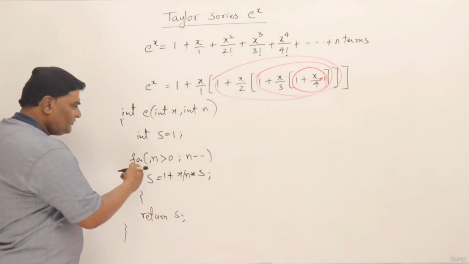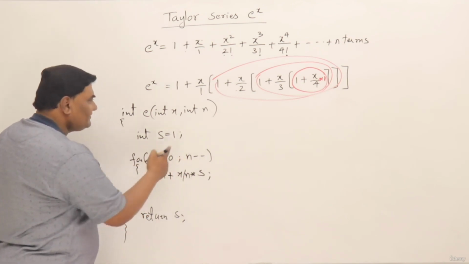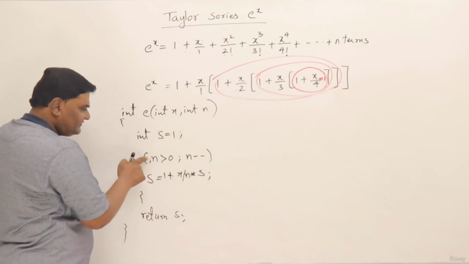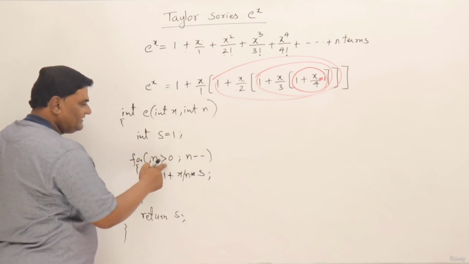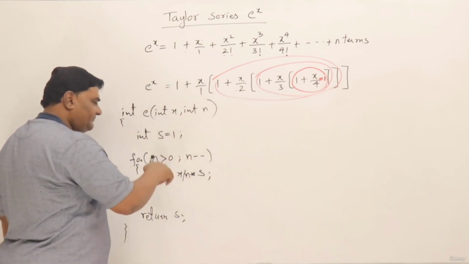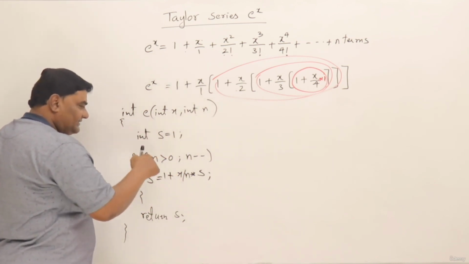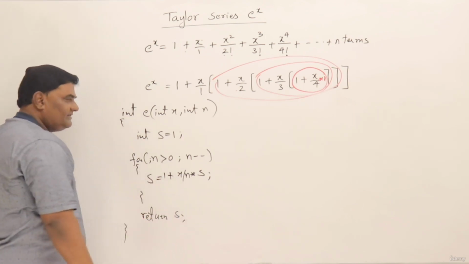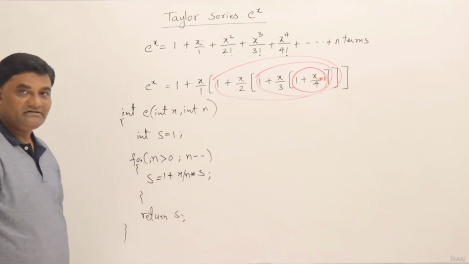And here I have not taken any extra variable i, because whatever the value of n is, from there I am reducing. So there is no initialization part, just a semicolon, the condition, a semicolon and n minus minus. So if n is 4, then it will become 3, then 2, then 1 and then 0. When it is 0, it will not repeat, but it will return this s. So s is having the result.